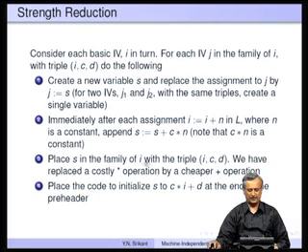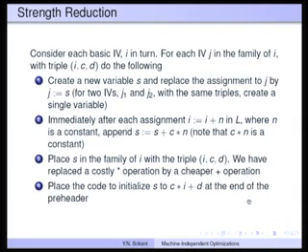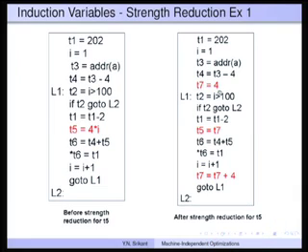Place s in the family of I with the triple I, c, d. So, we have actually s is nothing but j. So, it is just a replacement for j. So, its triple is identical. We have replaced a costly star operation by a cheaper plus operation and place the code to initialize s to c star I plus d at the end of the pre header. So, we did that here, T7 equal to 4. So, c star I plus d is 4 star I plus 0, that is 4. So, this is how the strength reduction has happened.